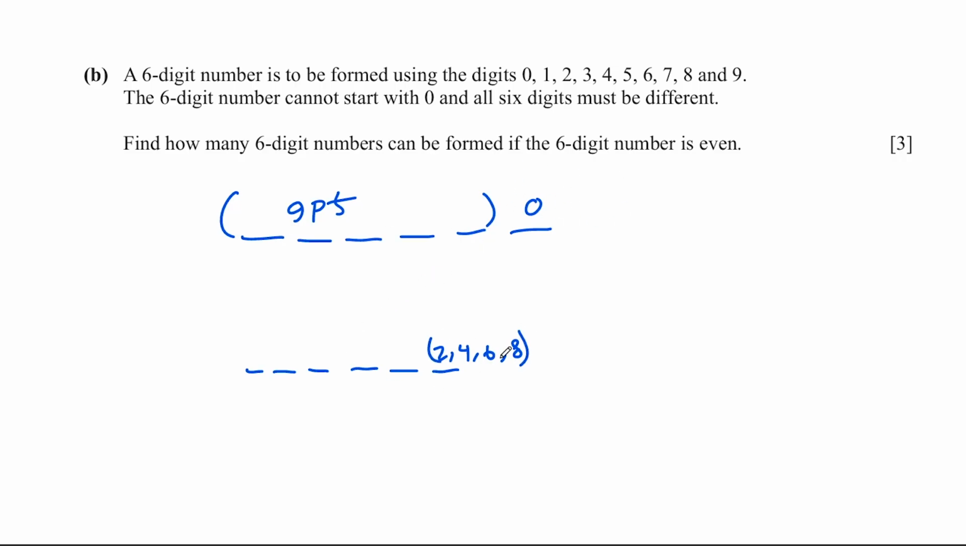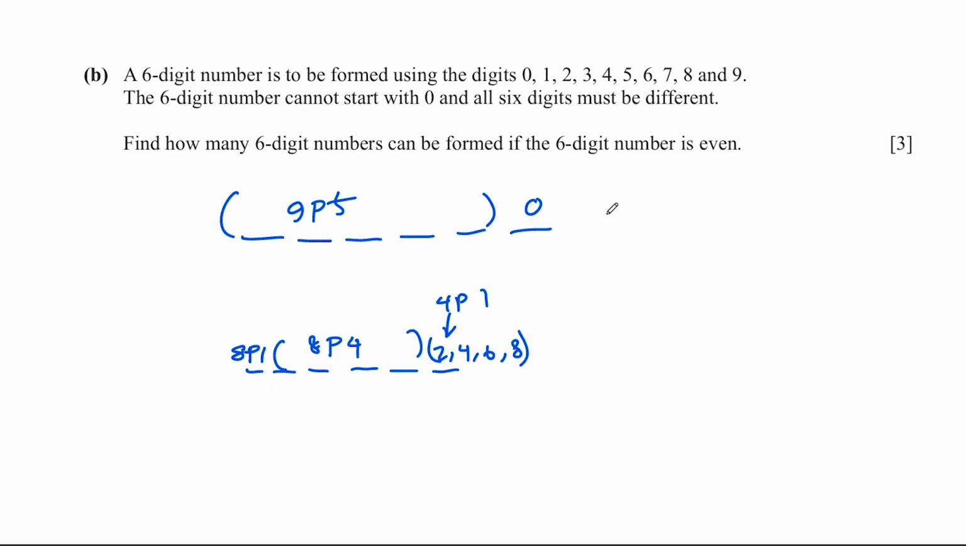But if 0 is not at the end, it could only be these four numbers at the last digit, for the number to be even. And the front here cannot be 0. So once one of these four is chosen as the last digit, the first digit will also be more restricted, so it will be 8P1 here only. And once the two digits are chosen here, what's left will be just 8 more left, and these 8 are free for all. So here will be 4P1, 8P4, 8P1.